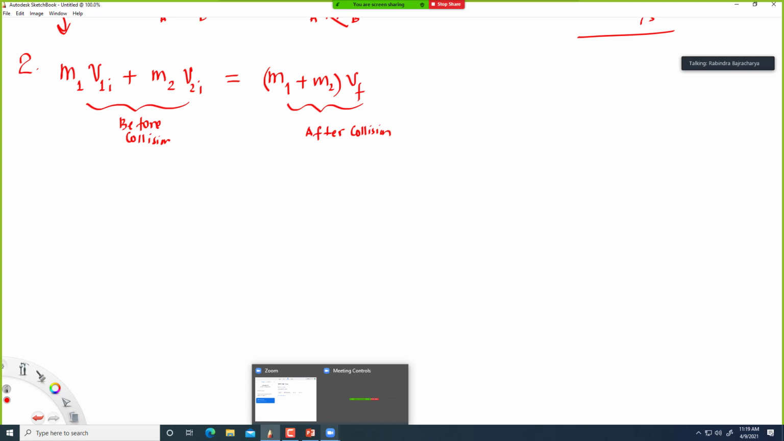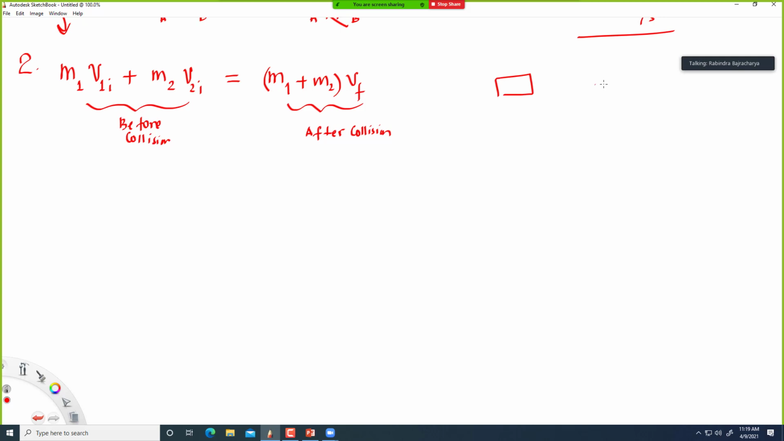Okay, so the rest is just plugging in the numbers. It's plugging in the numbers, but one thing is very important here. You need to keep that in mind. This train is moving to the right, and this train is moving to the left. So the velocity of this train would be negative. The velocity of this one would be positive.